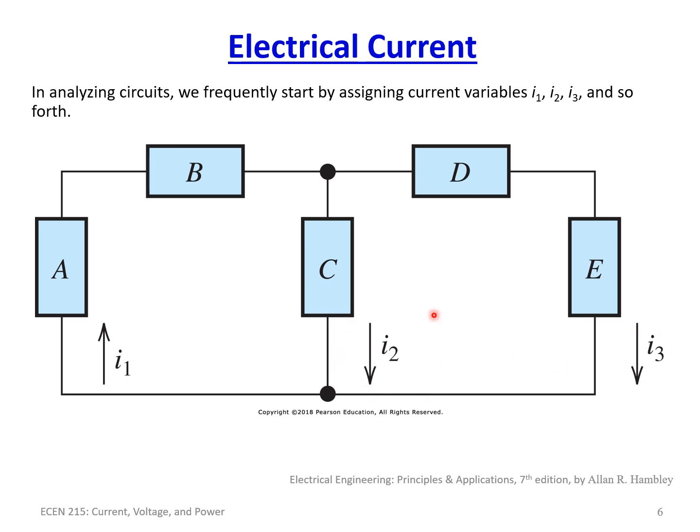If you notice in this case, I2 is going from this side to this side on element C, and the same thing for current number 3. So let's just start with that.